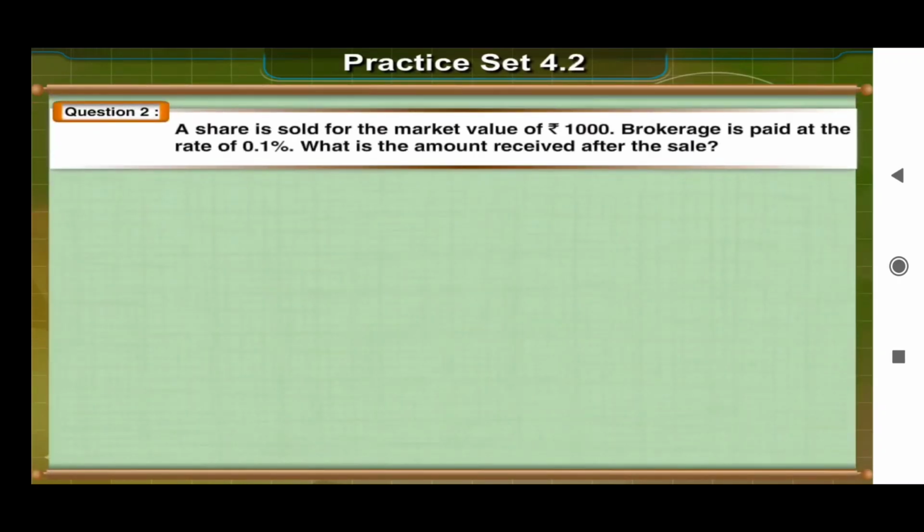Question 2. A share is sold for the market value of rupees 1000. Brokerage is paid at the rate of 0.1%. What is the amount received after the sale?